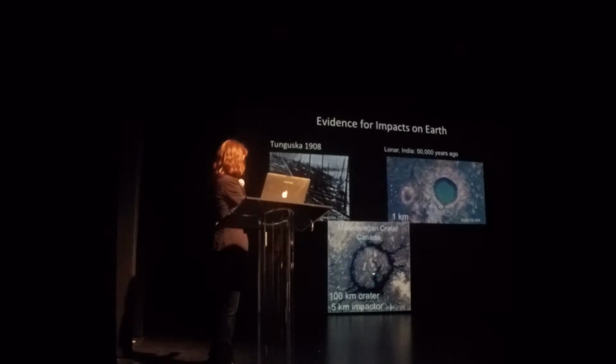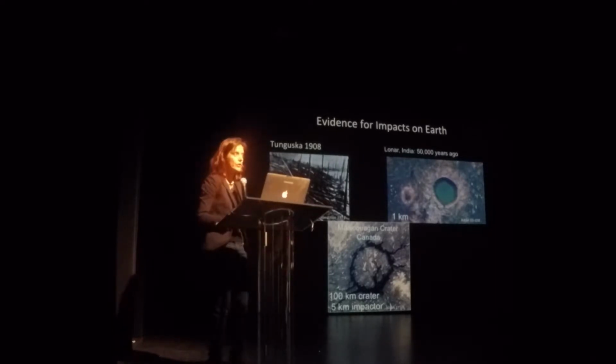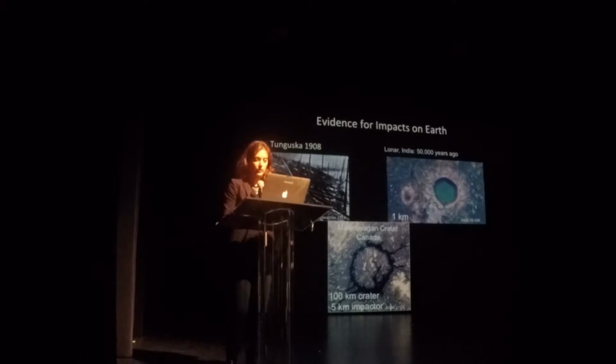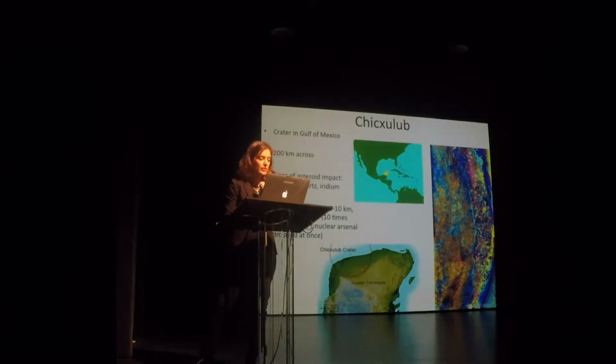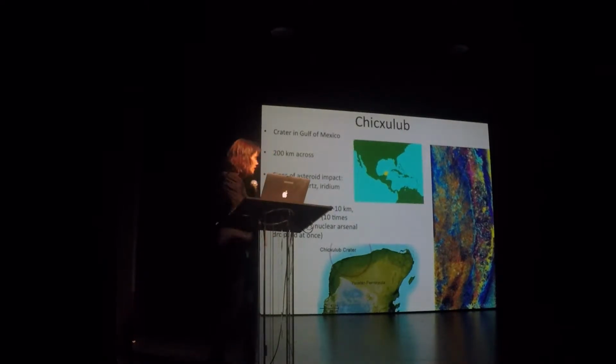Some of them, however, are much larger. Even though it looks roughly the same size on the screen, this one in Canada is about 100 kilometers across. The impactor that made that was the size of a small mountain, about 5 kilometers. Of course, the big one of all that everybody is probably most familiar with is this one in the Gulf of Mexico. This is about 200 kilometers across, and this is actually an image of it.